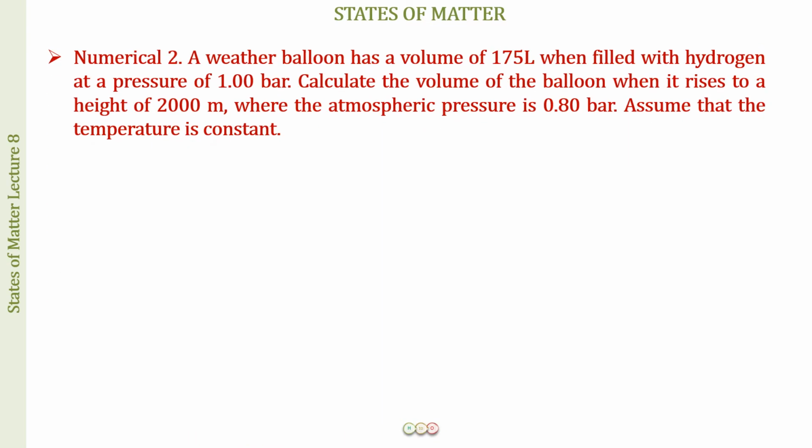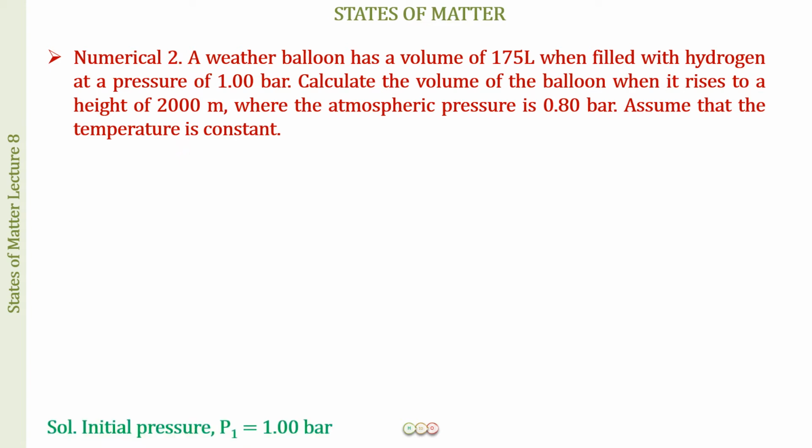So the second question is: a weather balloon has a volume of 175 liter when filled with hydrogen at a pressure of 1 bar. Calculate the volume of the balloon when it rises to a height of 2000 meter, where the atmospheric pressure is 0.80 bar, and assume that the temperature is constant.